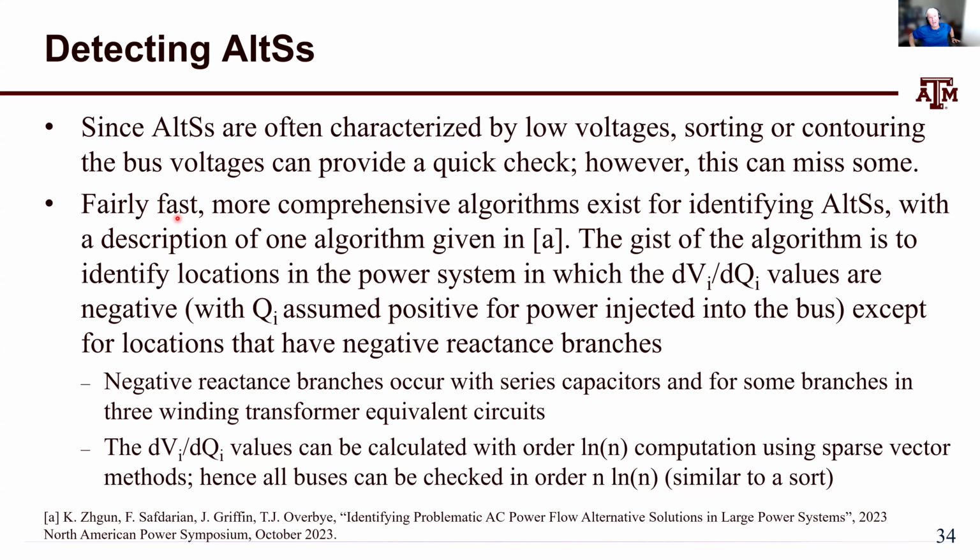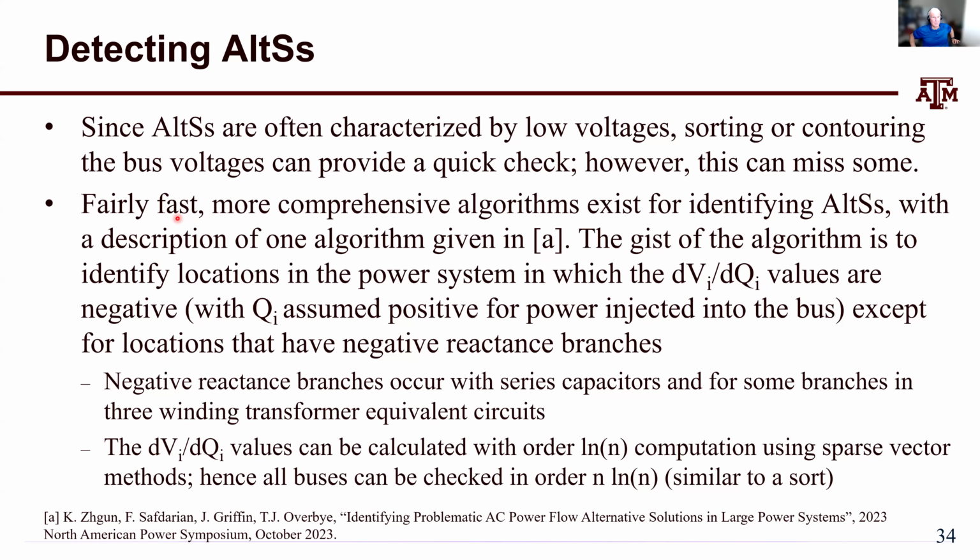These more comprehensive algorithms work by looking at the sensitivity of the voltage at a bus to a reactive power injection at the bus, what we call the dVi, dQi values. If these are negative, that helps to identify locations in which these values are negative. The only caveat is that won't be true if you've got negative reactance branches.